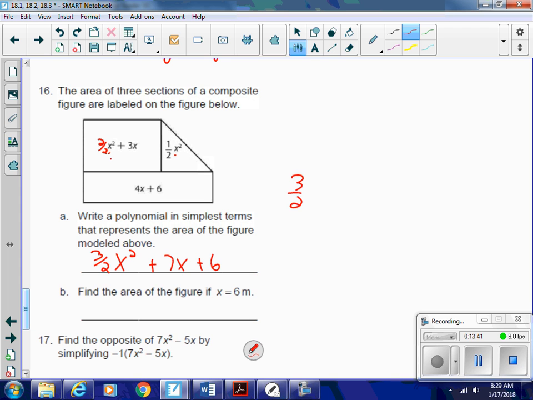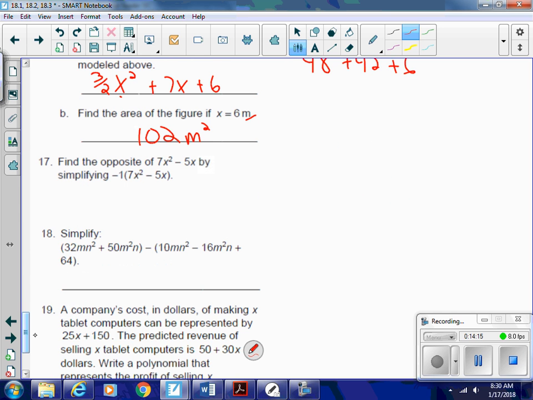So 3 halves, if I plug in 6, 6 squared is 36. 3 halves times 36 plus 7 times 6 is 42 plus 6, and 3 halves of 36, 48 plus 42 plus 6, and I got a total amount of 102, and they told us that's meters, and this is area, so I would say meters squared. Don't forget your units. Your science teacher will love you.